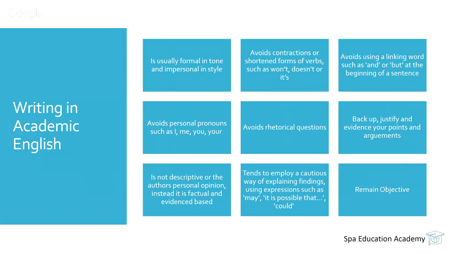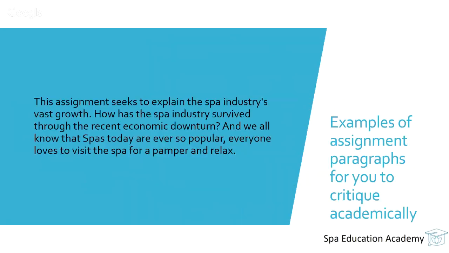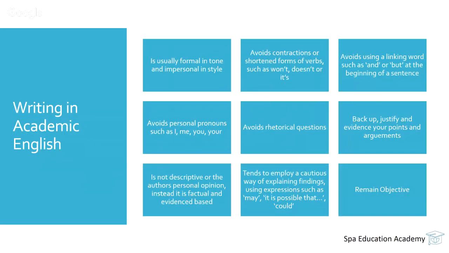Academic writing tends to employ a cautious way of explaining things. So instead of saying, the industry is growing, you could say, it could be argued that the industry is growing. Could, would, should, those kinds of words. Unless you can actually back up and justify the point that you're saying with some sources of information. So you could say, Krebin-Bailey et al. point out that, and then it's actually from them.